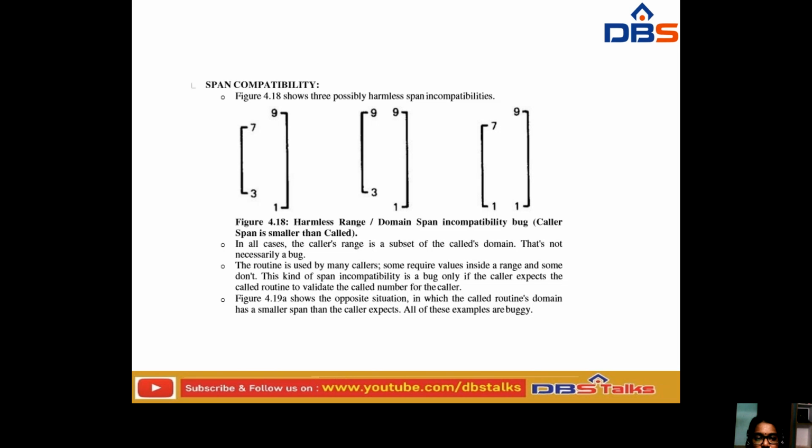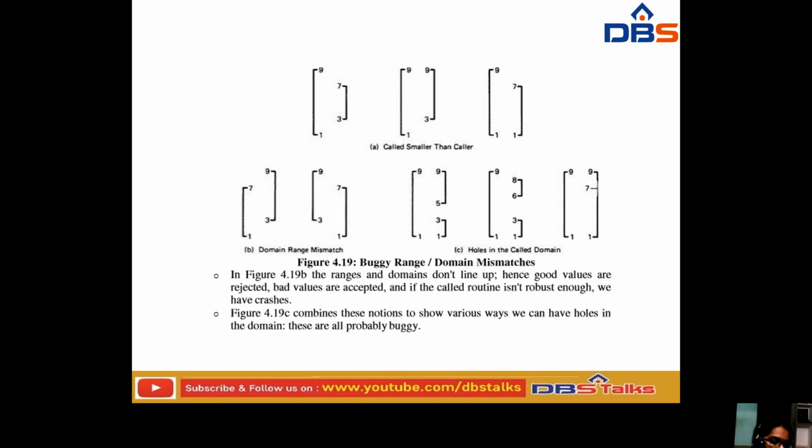This figure shows the opposite situation, in which the caller routine's domain has a smaller span than the called routine expects. All of these examples are buggy. So if all these examples are buggy, then what are we going to do? This is like 1 to 9 and 3 to 7. Here this is 1 to 9 and 3 to 9. Here, at the open, it is at the same end. Here, at the close, it is at the same end. So these are the called and caller similar cases. If these domains mismatch, like 1 to 7 and 3 to 9, or 3 to 9 and 1 to 7, we are going to represent it like this, 1 to 9.